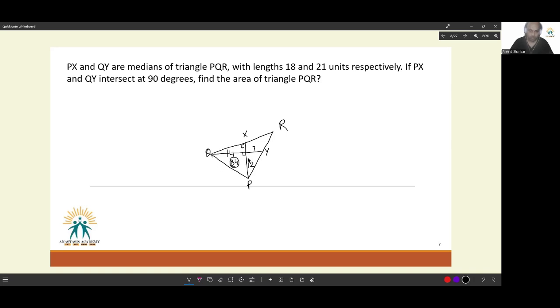Area of, let's say, the centroid, I'm calling it C. If the area is 84, this is 1/3 the area of the entire thing. So area of the full triangle will be 252, 3 times of 84.